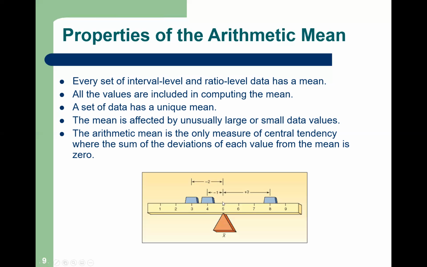Here you can see these weights are balancing this fulcrum. How? Look, the mean value is 5, which should be in the middle, and the distance of each of the values should be equal from the mean, like equal distance on upper side and lower side. Here you can see the sum of deviations of each value from the mean. We need to find out the deviation of each value from the mean.